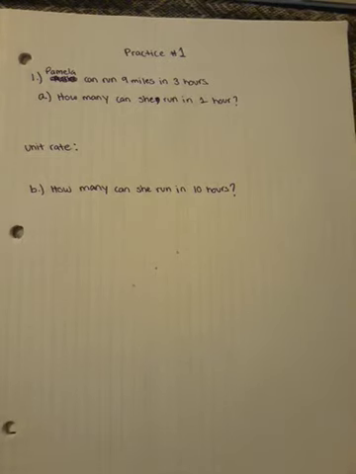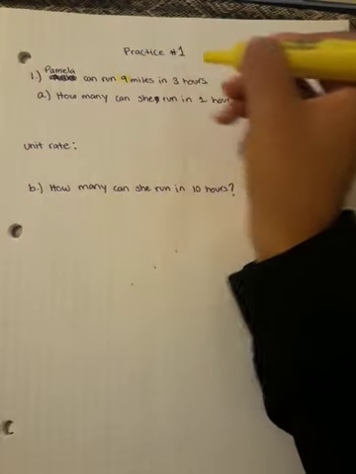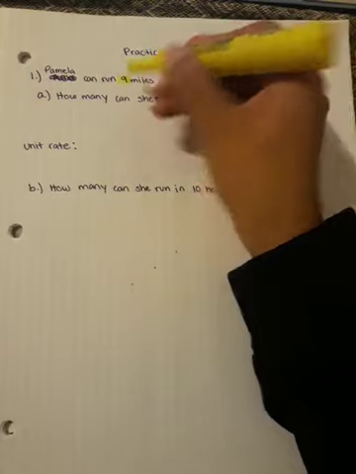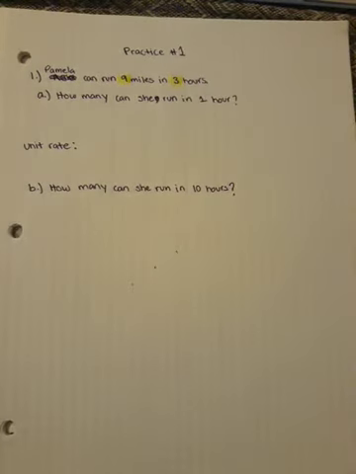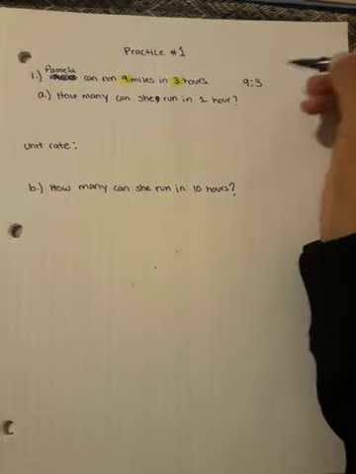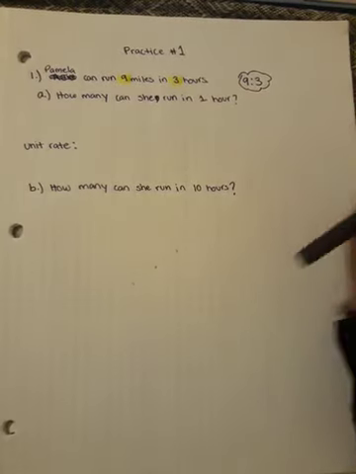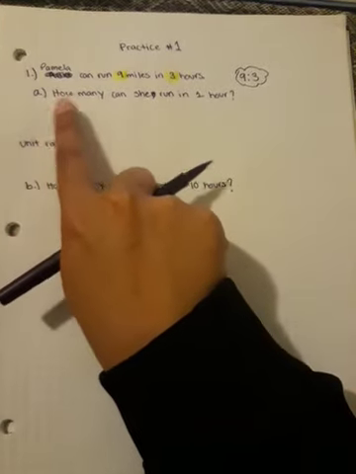All right, so I'm going to go over the first problem for practice number 1. The problem tells us Pamela can run 9 miles in 3 hours. So the ratio that Pamela has when she runs is 9 miles for every 3 hours, right? This is my ratio, 9 to 3. Now it's asking us how many can she run in 1 hour?